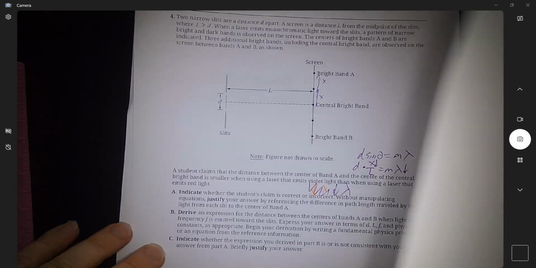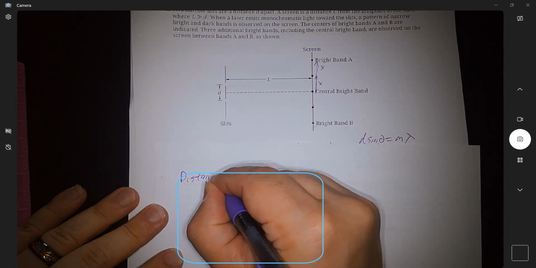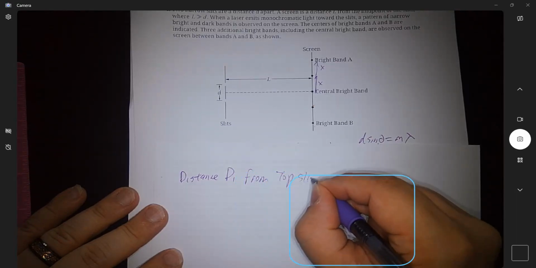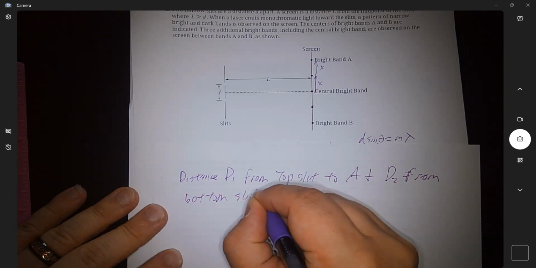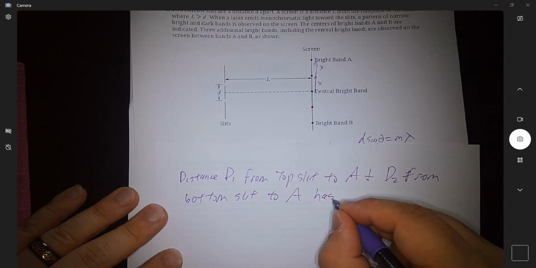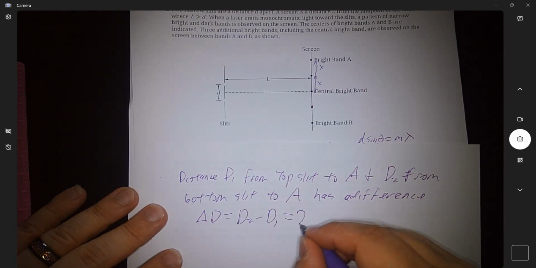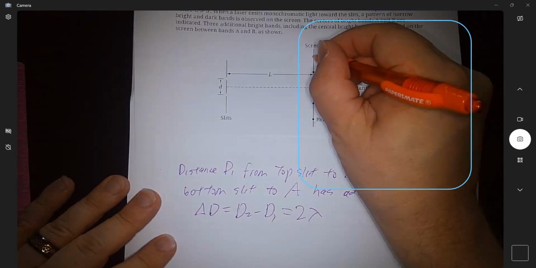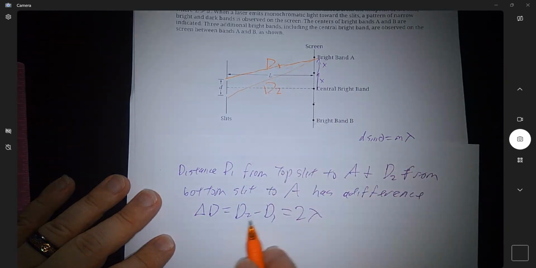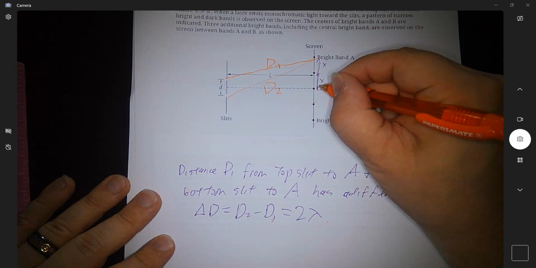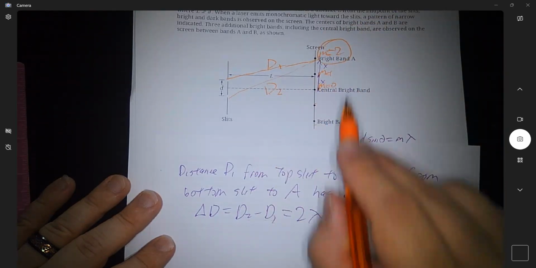Okay, so what I'm going to say here is the distance D1 from the top slit to A and D2 from the bottom slit to A has a difference delta D, which is D2 minus D1, and that's 2 lambda. Now, what am I even talking about? The distance from this slit here is distance 1, and the distance from here to here is distance 2. These two differ from each other by 2 wavelengths of the light, because this is m equals 0, m equals 1, m equals 2. That means that one path is 2 wavelengths longer than the other one.